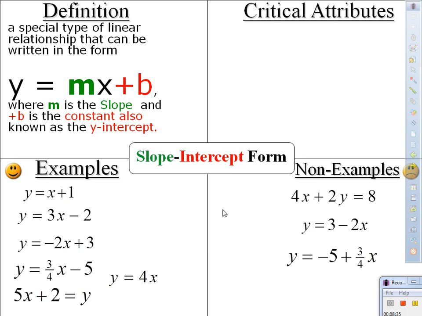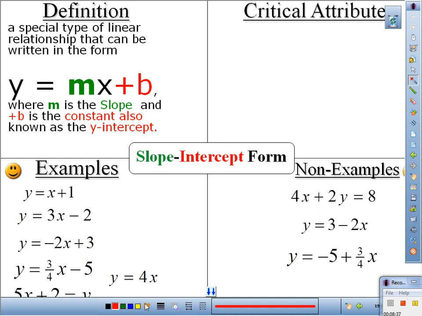All right, let's see. Avril, the first one, why is this not slope-intercept form? The y isn't by itself, it's together with the x. Does everybody agree with that? This has a particular name. When we have the x and the y together, they're called what now? Yeah, they're all two variable equations, but this one has a particular name in that order.